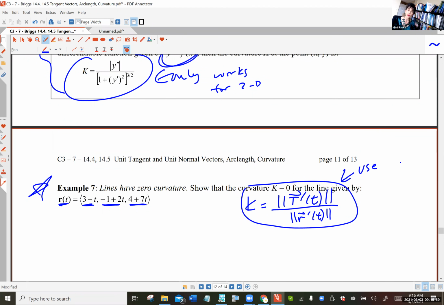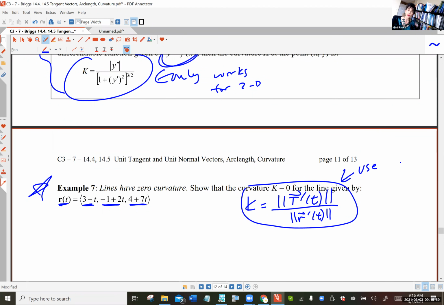Okay, we got to get all the ingredients. So first up, you're going to get the derivative r prime, and it turns out this is really easy, and it's just going to be a constant vector. That doesn't always happen, but hey. Then what? Well, you need to unitize that to get big T. So you're going to need the magnitude in order to unitize.